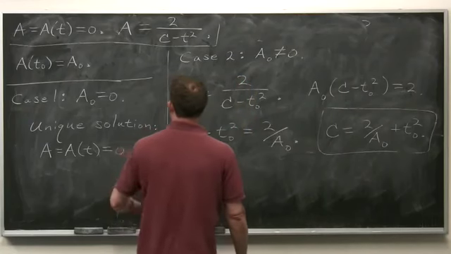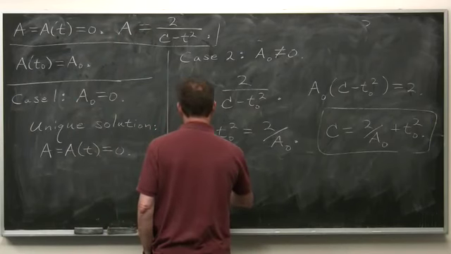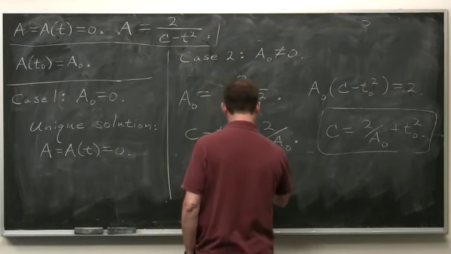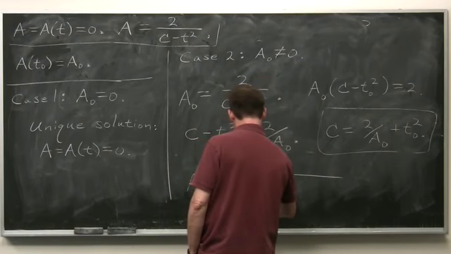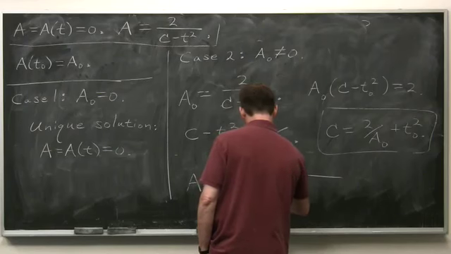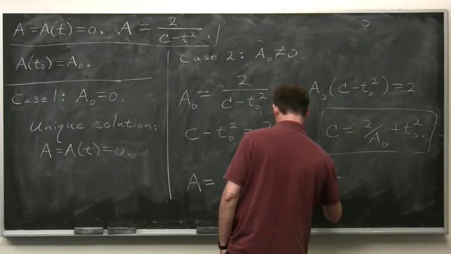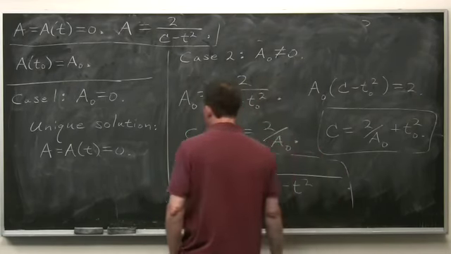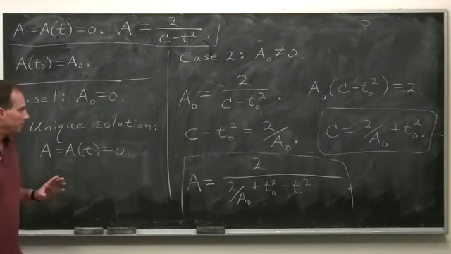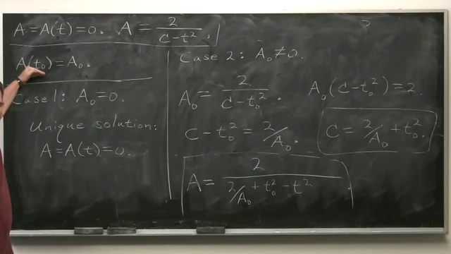So the only solution, we still are believing these are all the solutions, is that A is 2 over A0 plus T0 squared minus T squared. This. So, yeah, if you specify initial data in this problem, there's a unique solution.